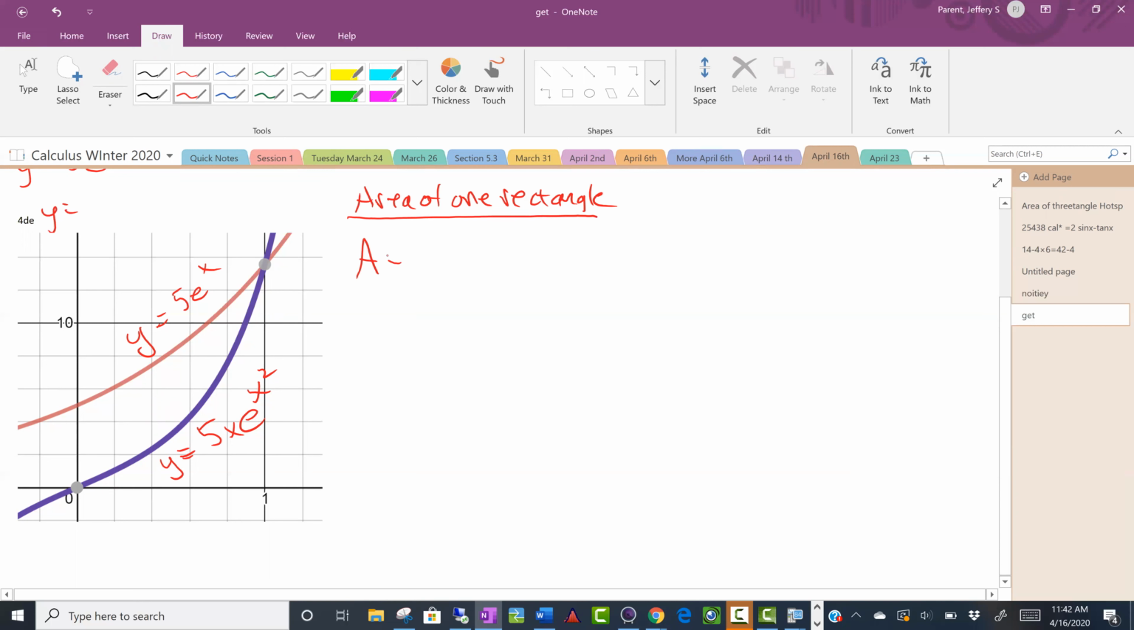That area is going to be the height times the width. Let me just try this one last time. So let's start out with the easy part. The width is what? dx. And the height, it's gone again.